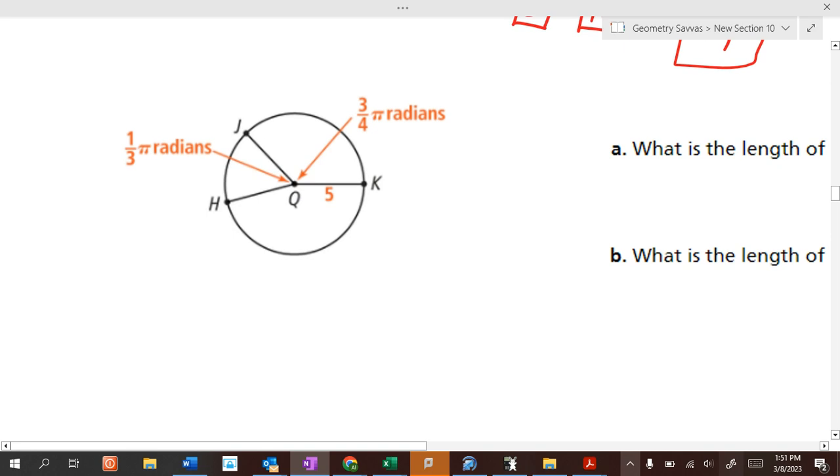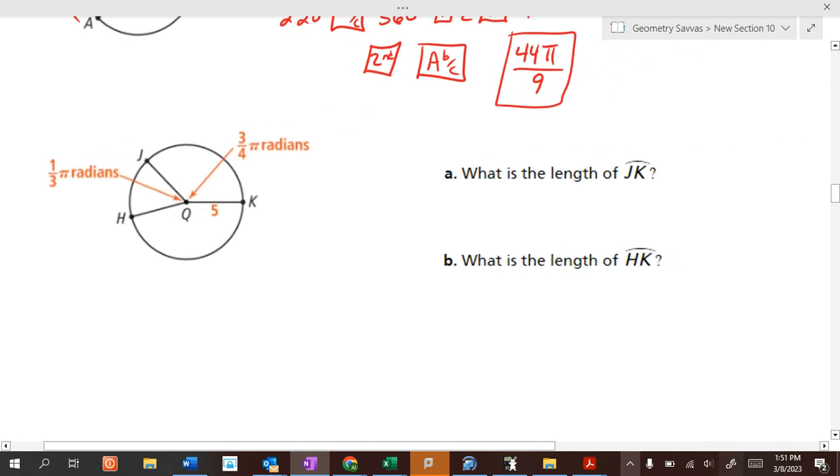Okay. This one is in terms of radians. Radians are a little bit easier to deal with. What is the length of JK? Well, you just take 3/4 pi times the radius, 5. What's 5 times 3? So it's 15 pi over 4.